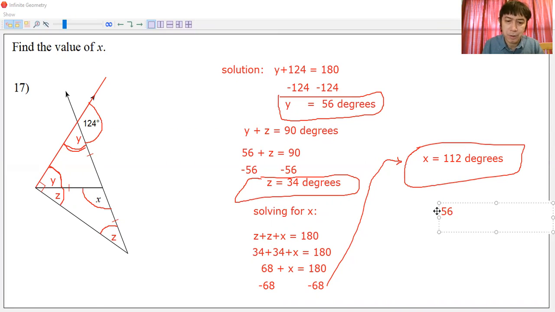56, and then add another 56. That is equal to 112. This is the check there.